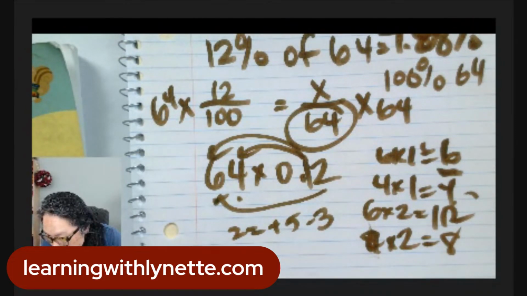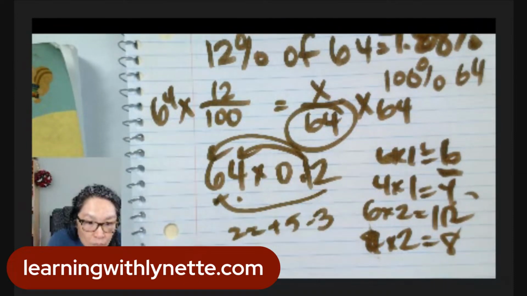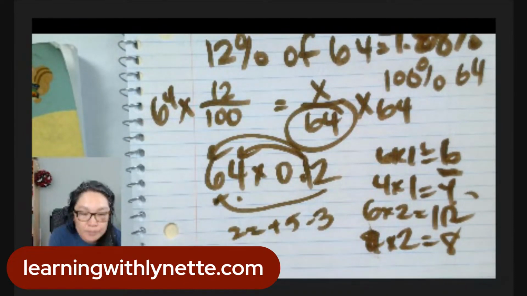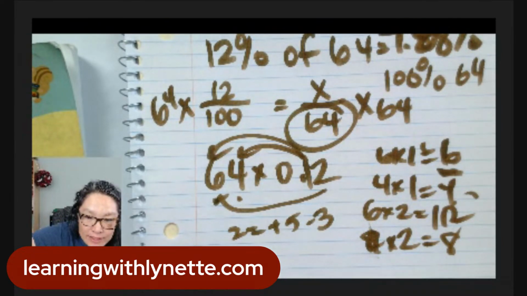Why is it not a whole number? Because 12% is not a whole number. 12% is 12 of 100. The percentage itself is a fraction.